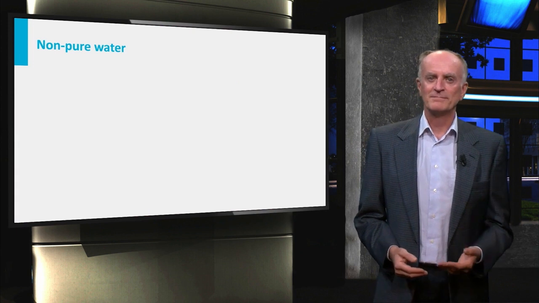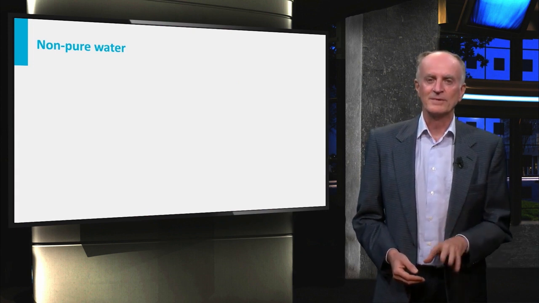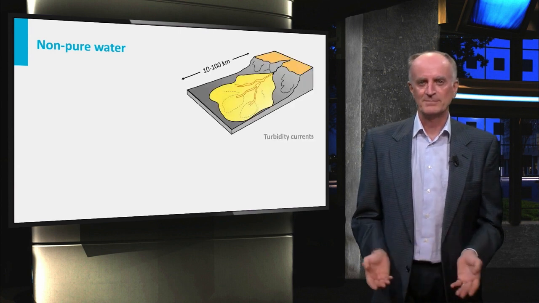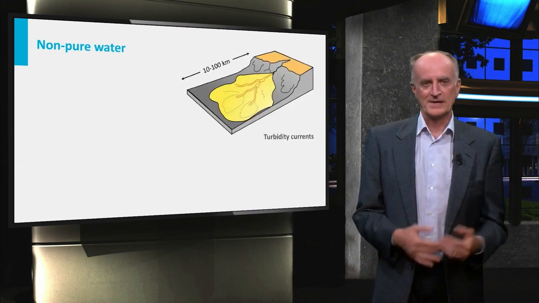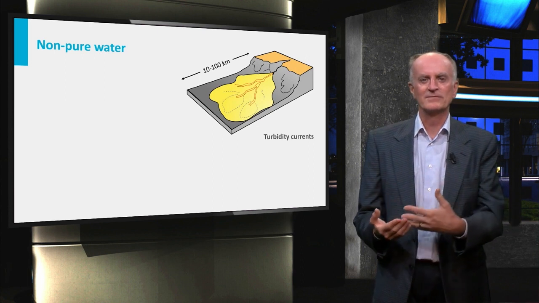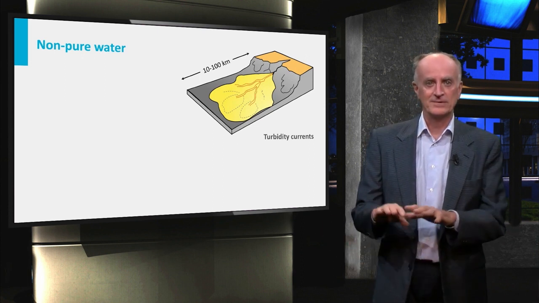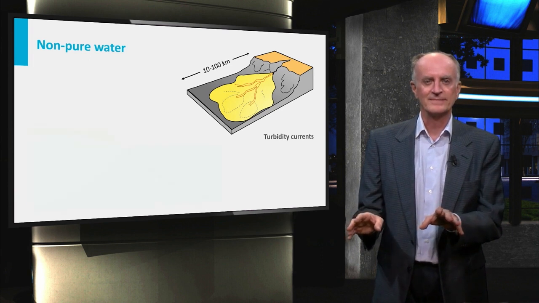The density values we have mentioned are for pure water. When this is not the case, things are different. In a previous clip, we've discussed turbidites, currents which travel for hundreds of kilometers down the continental slope, driven by their density higher than the surrounding water.